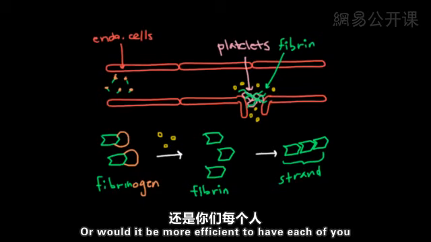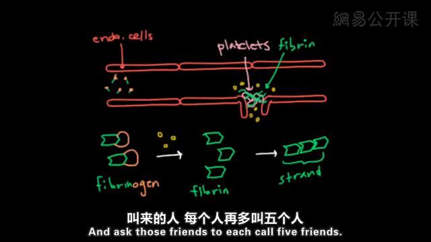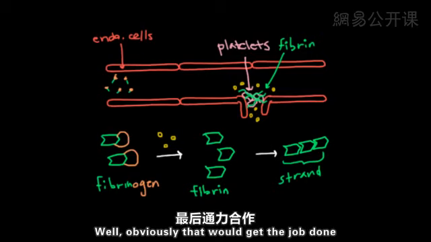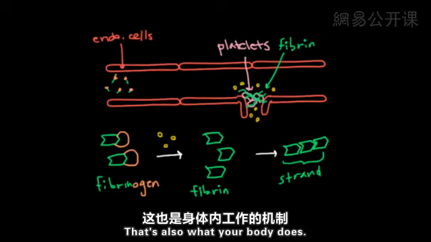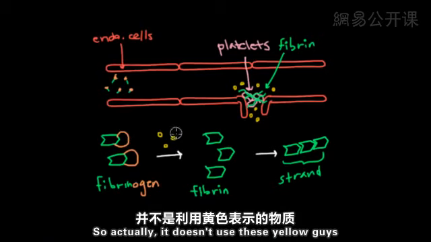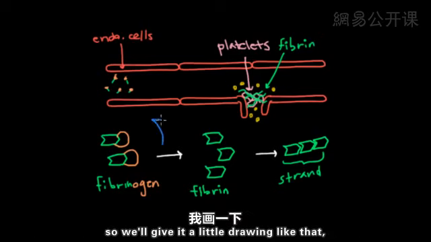Or would it be more efficient to have each of you call 5 friends and invite those friends to come work, and ask those friends each to call 5 friends, and ask those friends to each call 5 friends? Well, obviously that would get the job done much faster, assuming you had those friends. And that's also what your body does. So actually it doesn't use these yellow guys to convert fibrinogen to fibrin. There's another player which does that, and it's an important one, so we'll give it a little drawing like that.